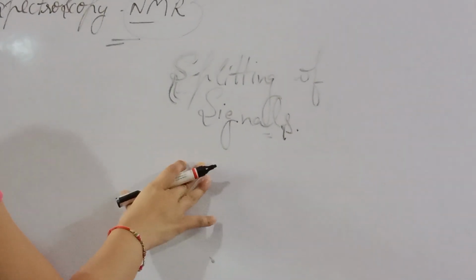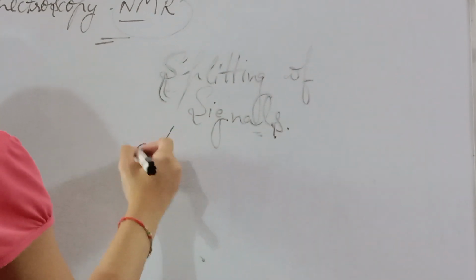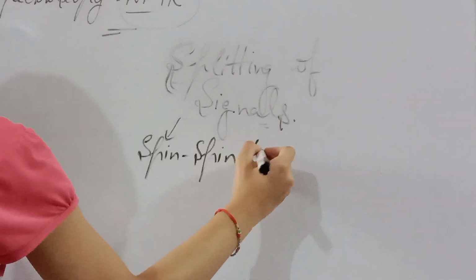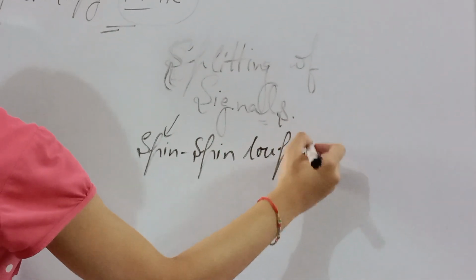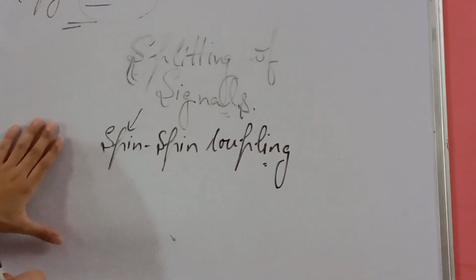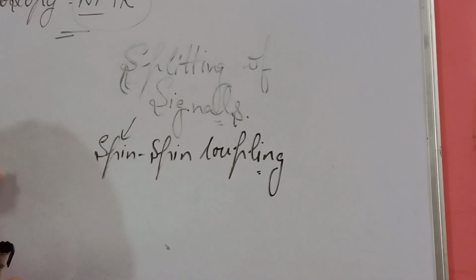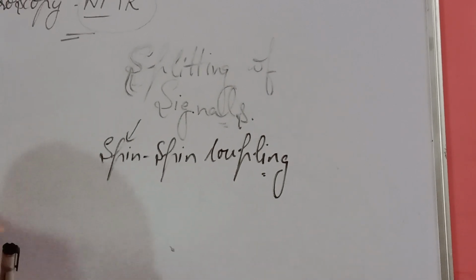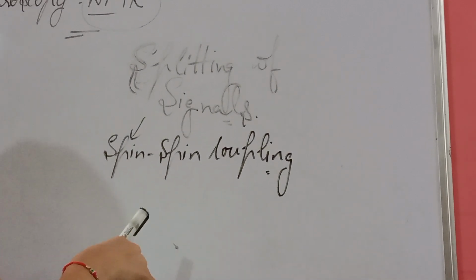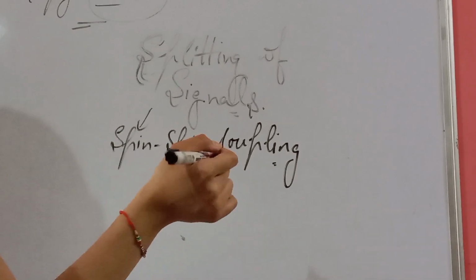Now we will study the splitting of signals due to spin-spin coupling. As we have discussed earlier, for one set of equivalent protons, only one PMR signal is observed. That is, the number of signals in a PMR spectrum is equal to the number of different types of protons present in the molecule.